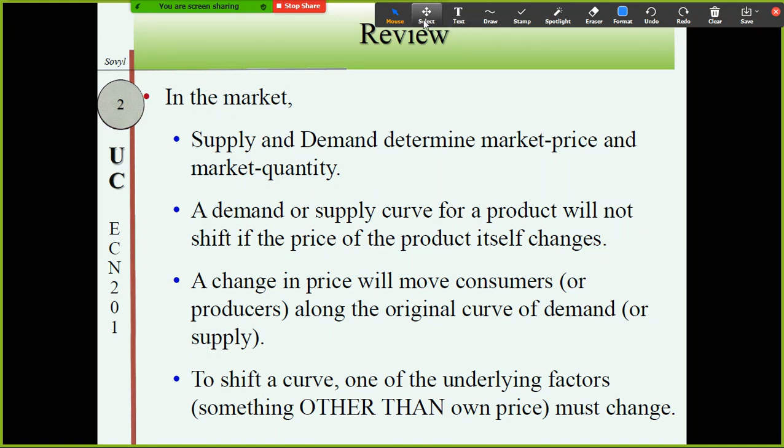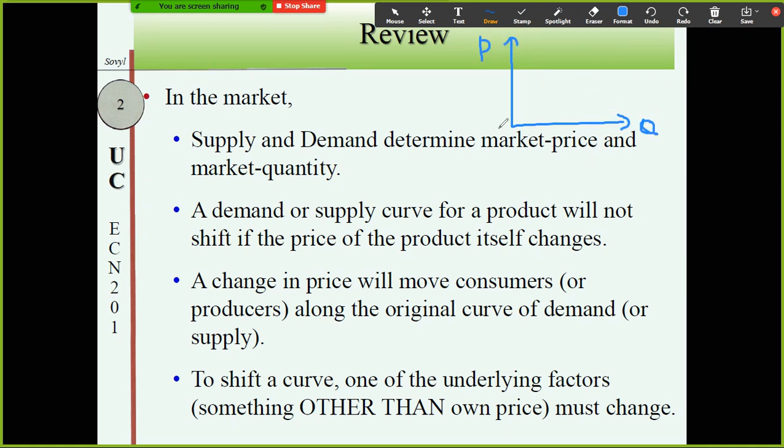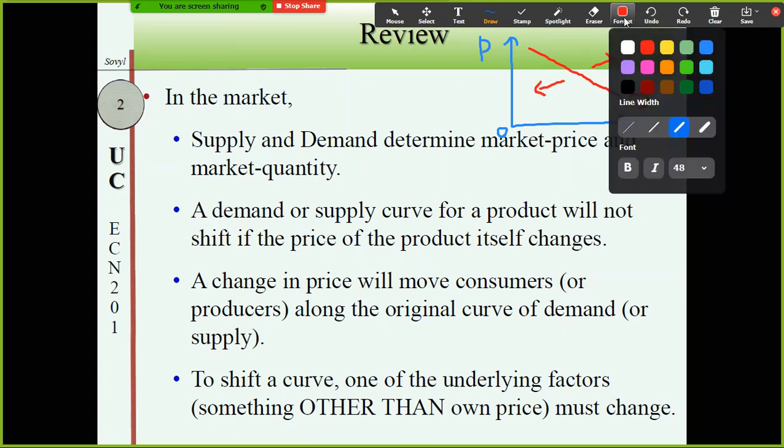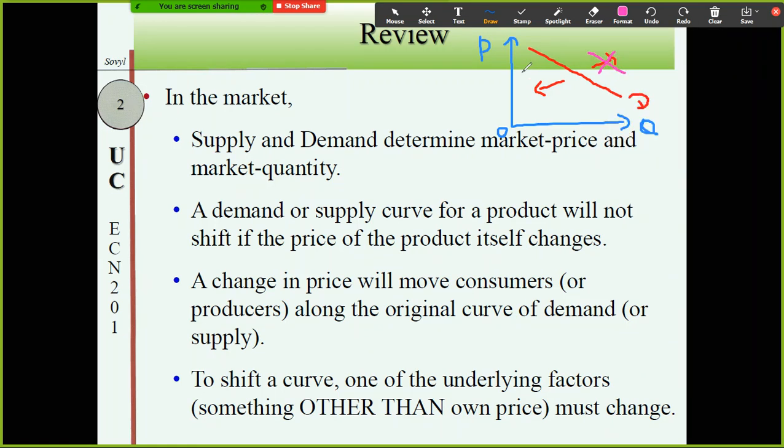Okay, when the price of the product changes, the demand does not move to the right, increasing, and does not move to the left. No moving. If the price changes, the quantity demanded changes, but it changes along the same curve.